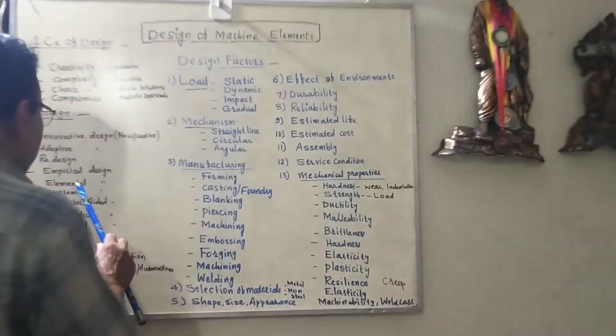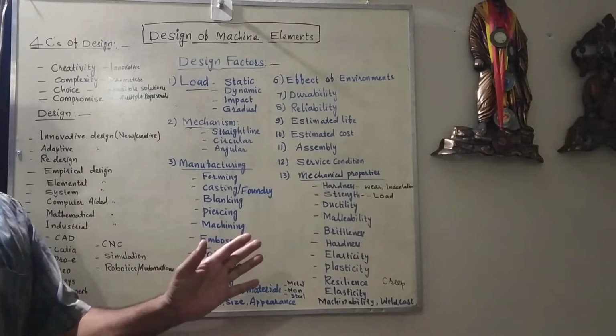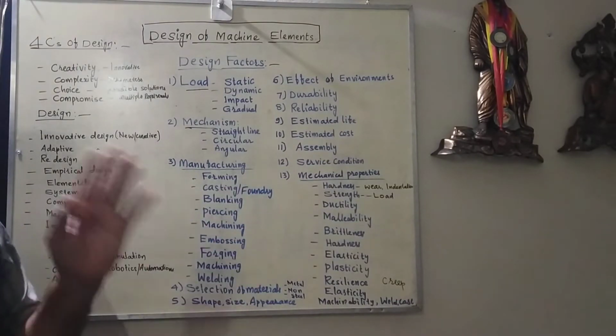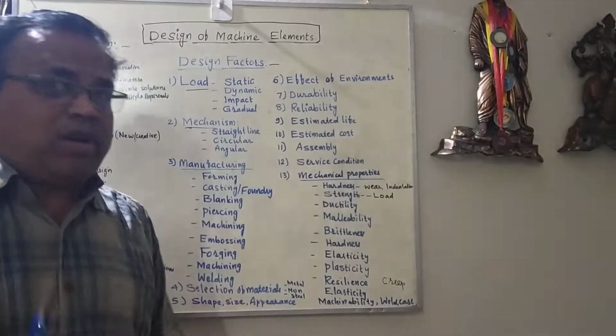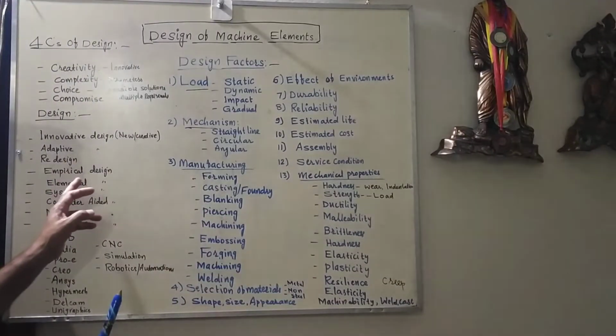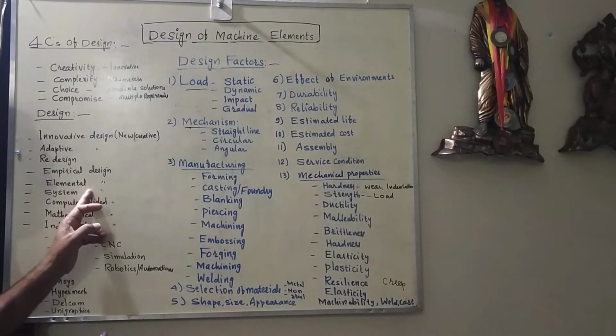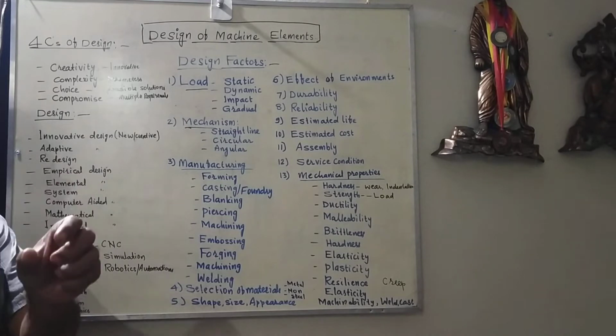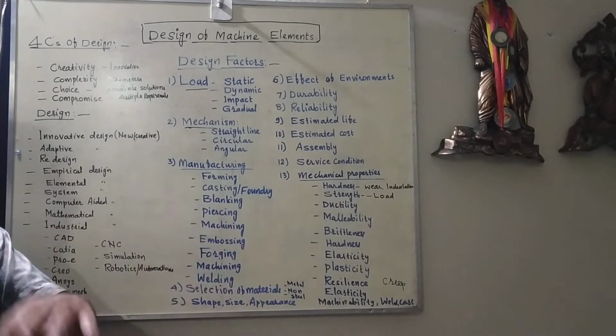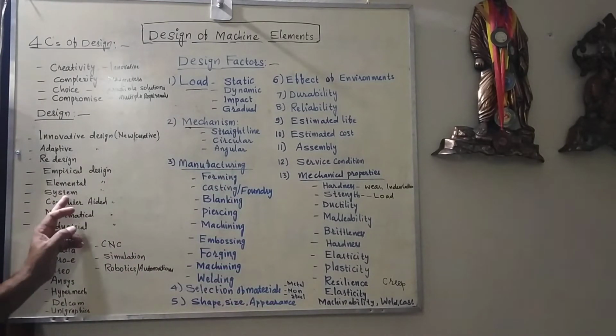Then elemental. Elemental means system. A system consists of so many elements, and every element is responsible for doing its own work. The design relates only to elements, components, small parts. When so many components are assembled, they become a big part, so it is called a system.